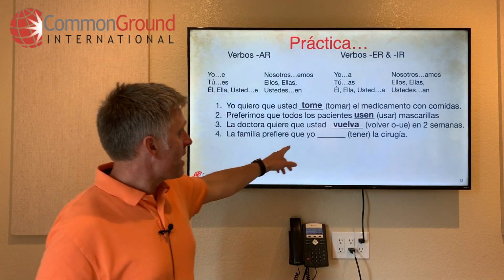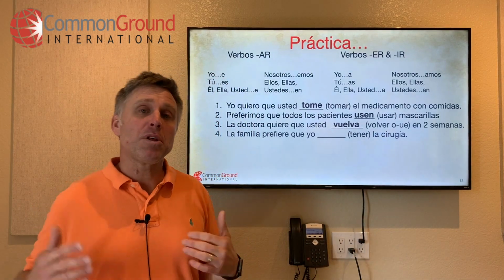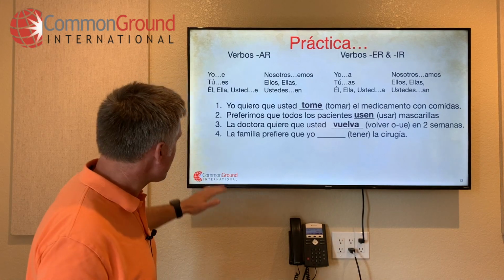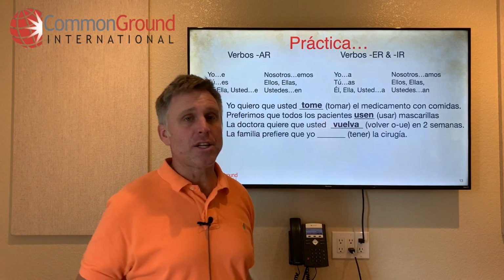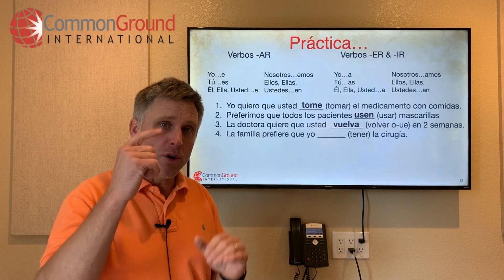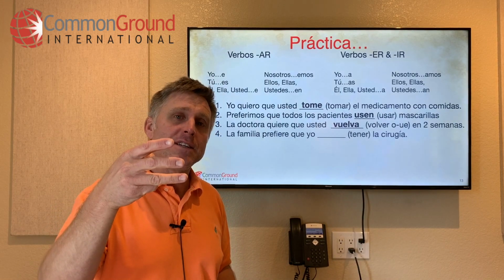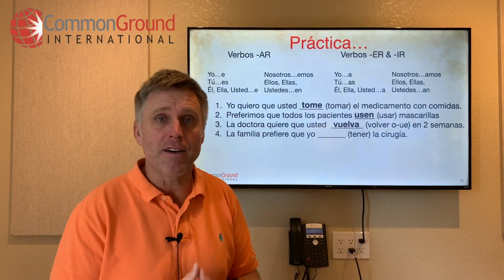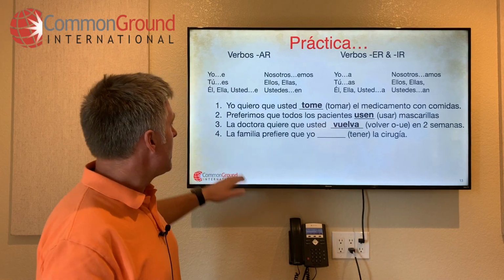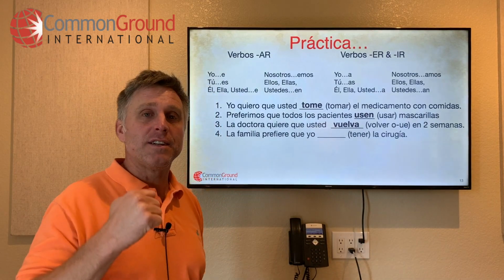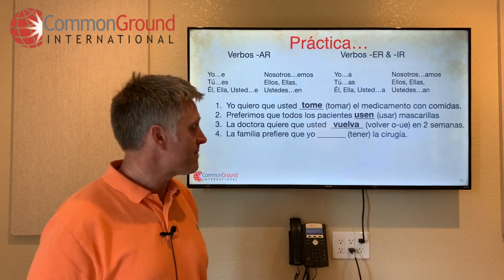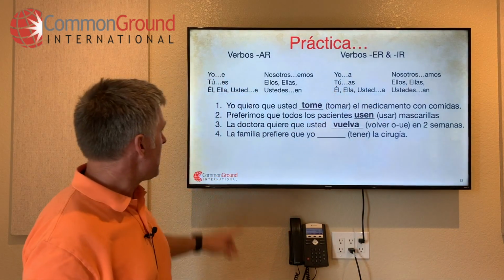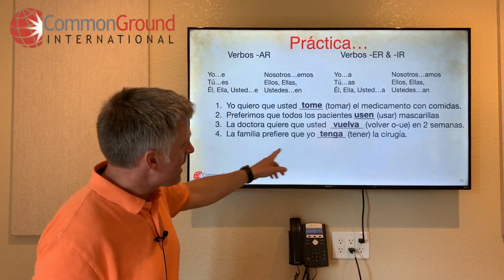La familia prefiere que yo tener la cirugía. The family prefers that I have the surgery. Okay? La familia prefiere que yo tener la cirugía. Now, what's great about this go to the O, drop the O, add the opposite ending is that it eliminates a lot of irregular verbs. El verbo tener es irregular en el presente, ¿verdad? And so if we go to the yo of tener, it's not teno, it's tengo, right? Tengo. Bien, entonces go to the O, drop the O, add the opposite ending. La familia prefiere que yo tenga la cirugía.